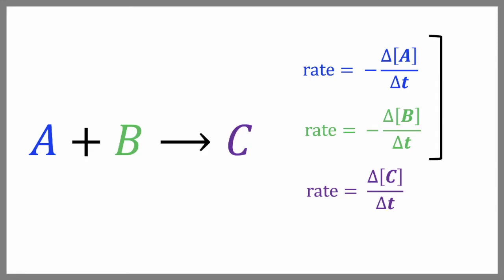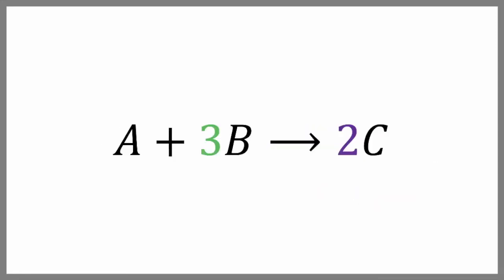The relationships between the rates of these species are very straightforward. For every mole of A that is used up, 1 mole of B is used up, and 1 mole of C is formed. But when our reactants and products have coefficients, it gets a little more difficult.